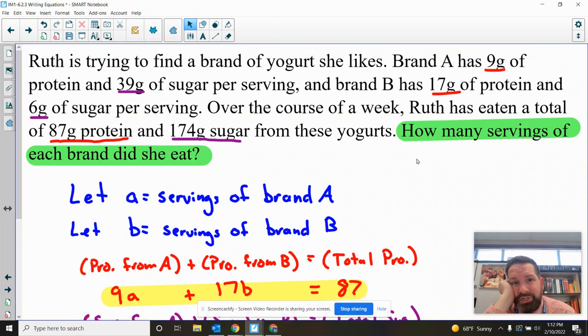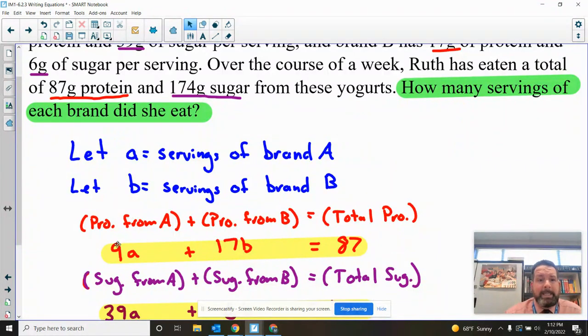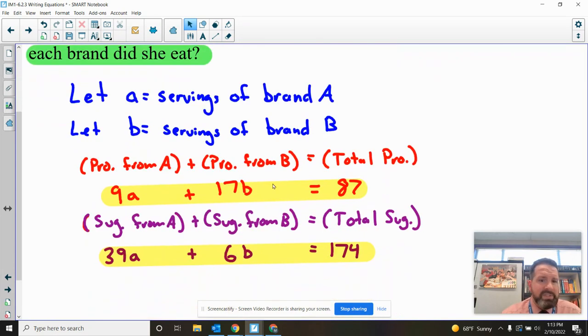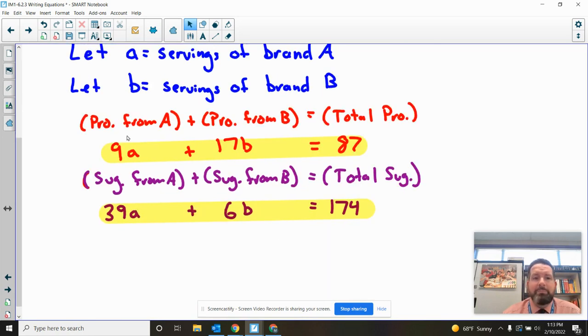Take a look at what information you have. We had information about protein, so we made a protein equation. 9 times A, so 9 grams of protein times the number of servings from brand A, plus 17 grams of protein times the number of servings for B is the total of that 87 grams that Ruth ate over the week. Do the same thing for sugar. 39A plus 6B gives the total grams of sugar over the week. And there you go. Protein equation, sugar equation, you are good to go.